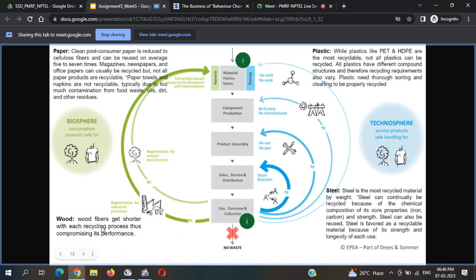Wood fibers also get shorter with each recycling process. Thus, with the new product which we create from recycled wood, we will compromise the strength of the end product if we use recycled material instead of new material. So wood also fits this cradle to cradle method, but again it has its shortcomings.